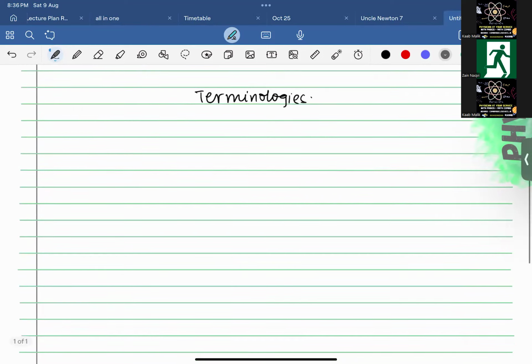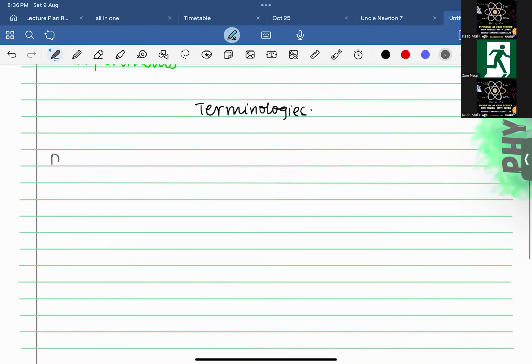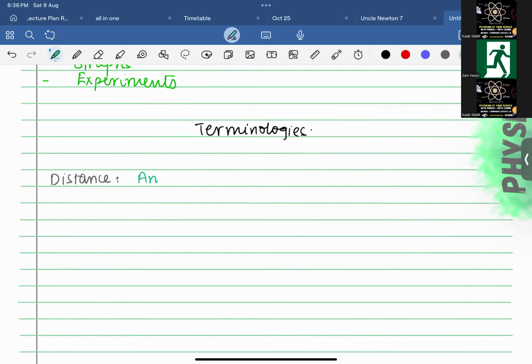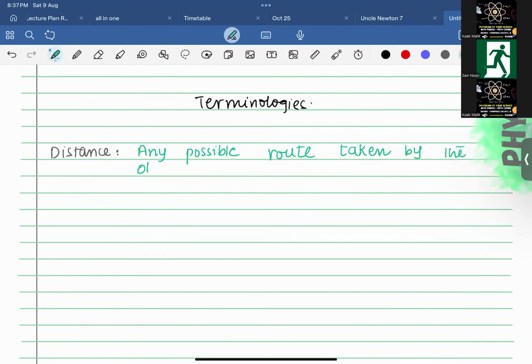The first thing is the distance. Distance is any route or any possible path taken by the object from one point to another point.